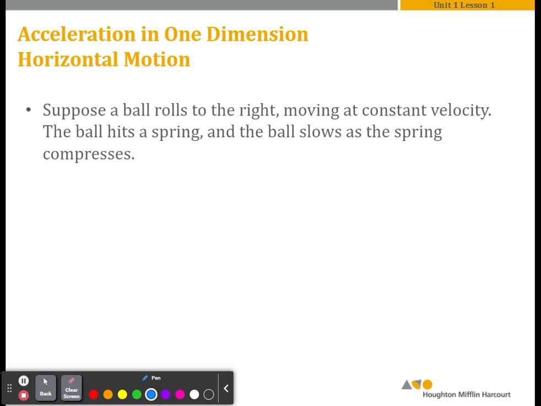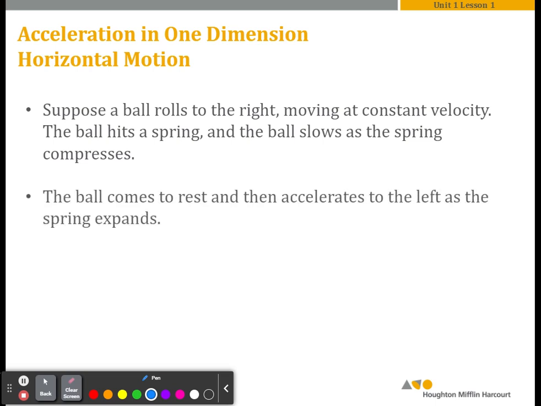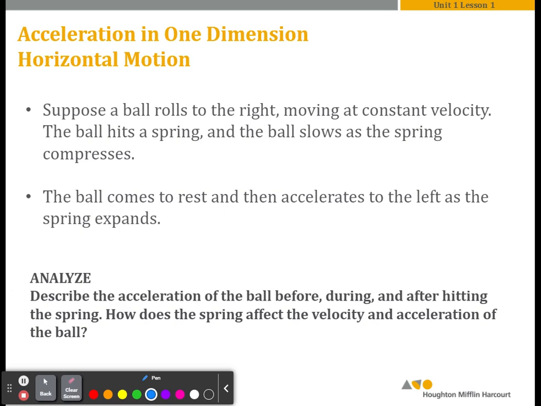If a ball's rolling to the right at a constant velocity, and then hits a spring, it's going to slow down when it hits the spring. It will slow down and stop, and then it will bounce back in the opposite direction. So we're going to look at what this looks like, and we're going to try to describe the acceleration of the ball before, during, and after hitting the spring. I want you to think about, how does the spring affect the velocity and the acceleration of the ball?